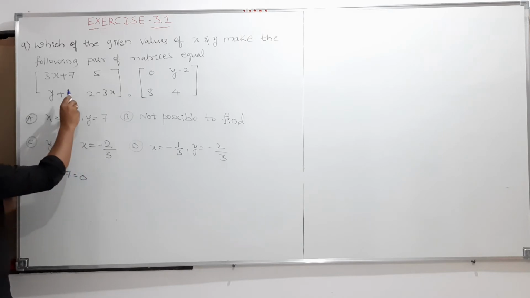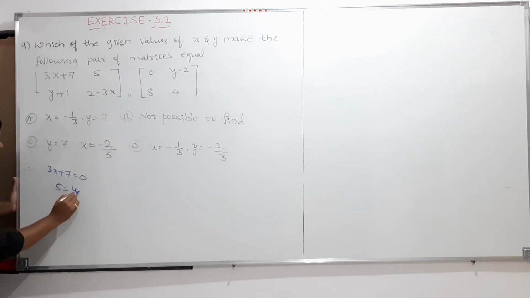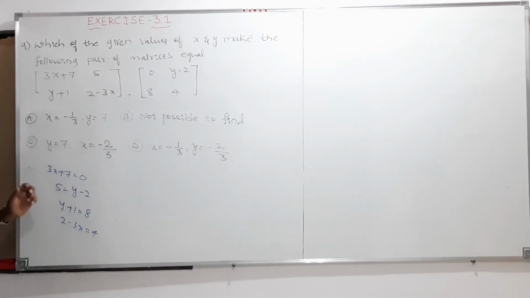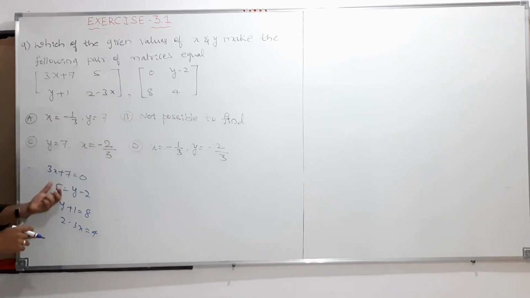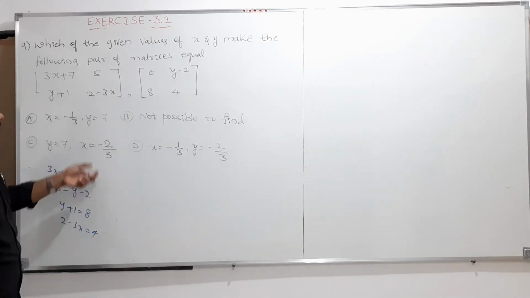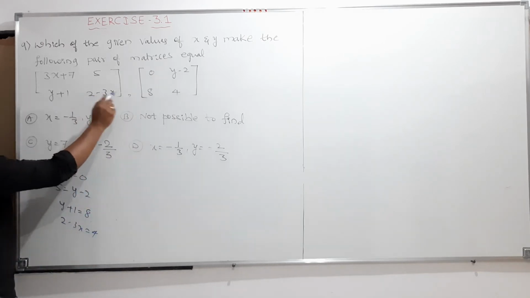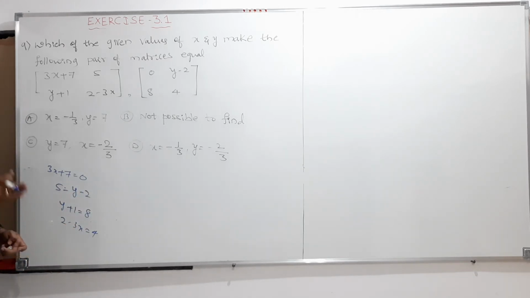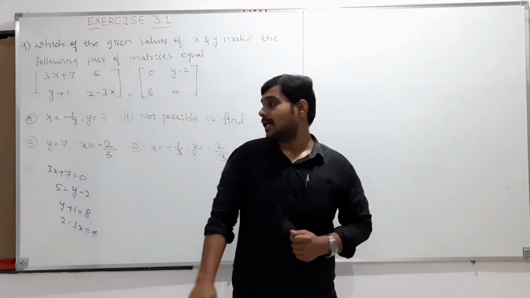And next we should find this element: 5 is equal to y minus 2, and y plus 1 is equal to 8, and next 2 minus 3x is equal to 4. Why am I equating these? Because I should find the values of x and y in such a way that after filling in those values, these matrices should be equal. So therefore I am considering these matrices to be equal. By assuming that and solving, whatever x and y values you get, for those x and y values this matrix will be equal.